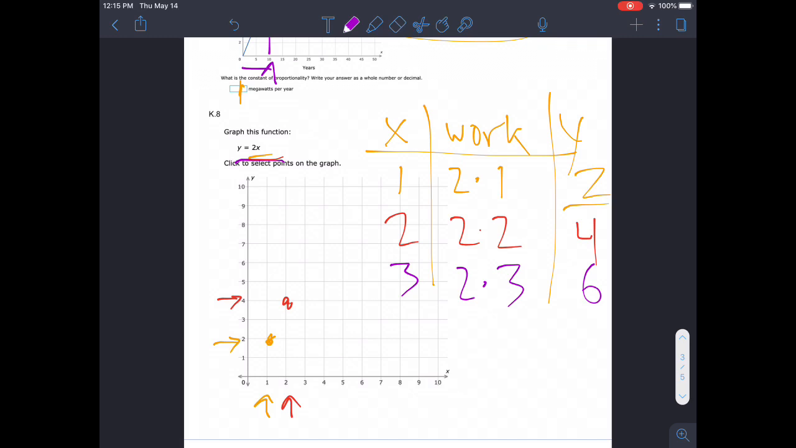I go over to 3, I go up to 6, I put a dot, and I notice, what are the two things this graph should look like? It should be a straight line, and it should start at the origin. So you'll graph that in IXL. This one's extra credit. You only have to do it if you want.